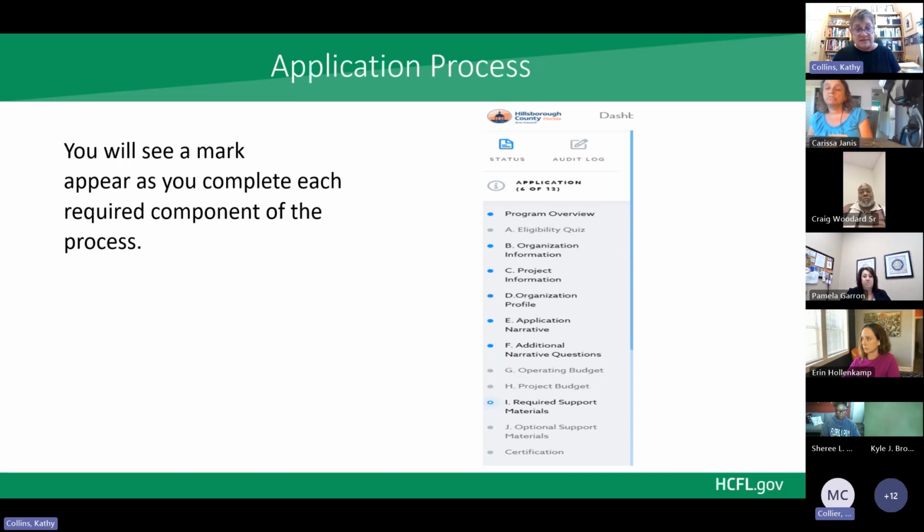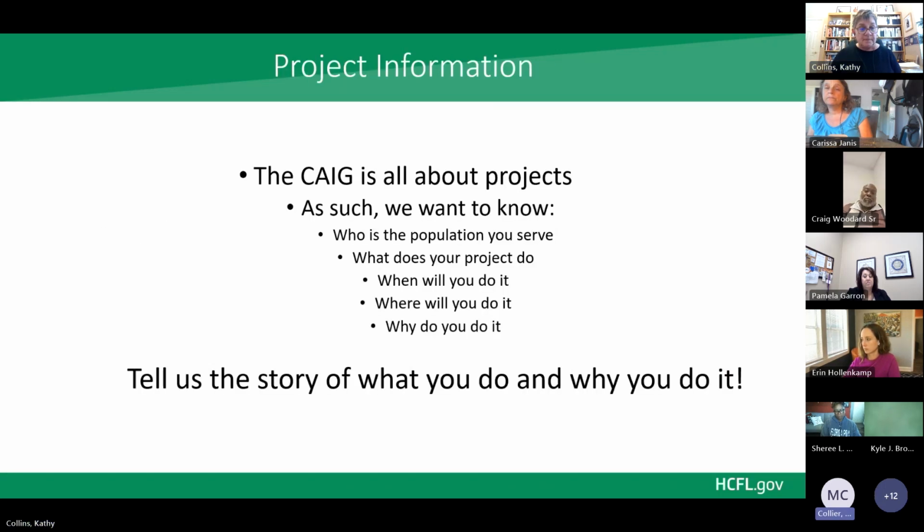However, that is not going to happen after the deadline. This is only if you can get it done before the deadline. Now, as we've indicated, Community Arts Impact Grant is all about projects.